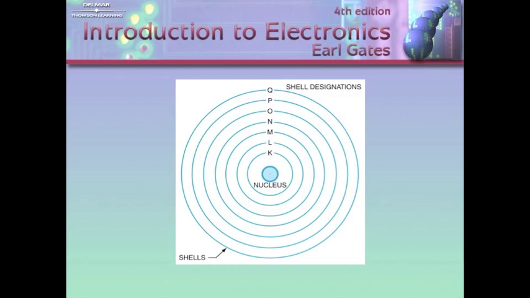What happens if it goes to Q? If it goes to Q, that means it's a very high number on the periodic table, right? Because an element has an equal number of protons and electrons. So if I've got electrons in the Q shell, that tells me that this is a very complex atom, that it's a very high number on a periodic table.